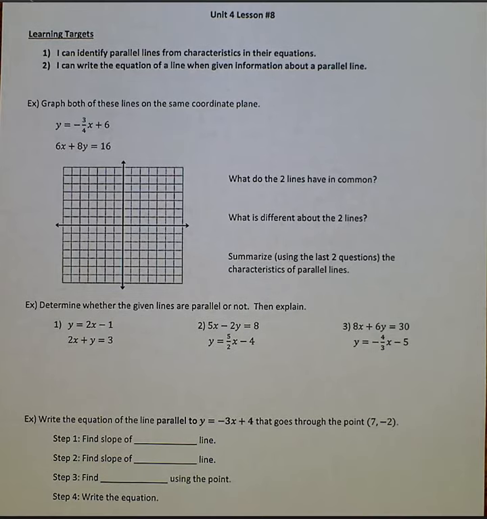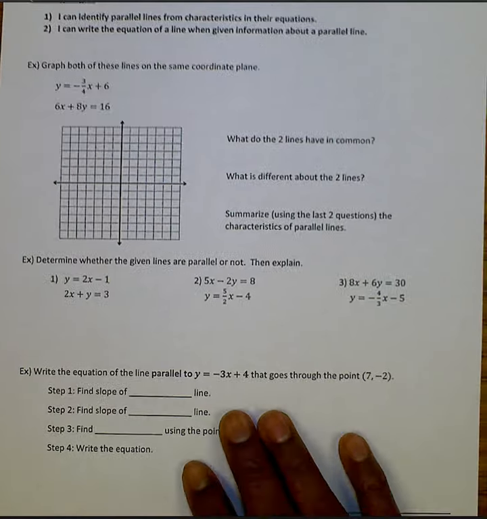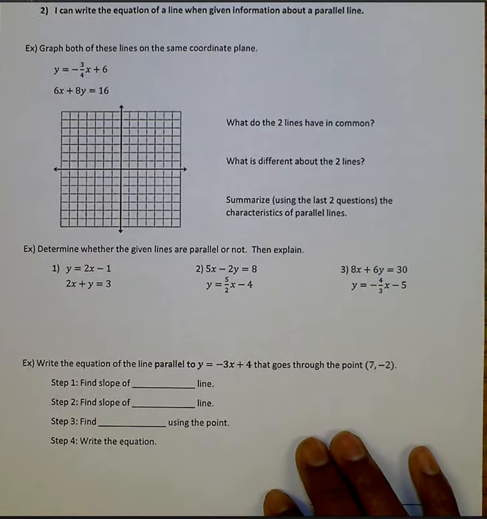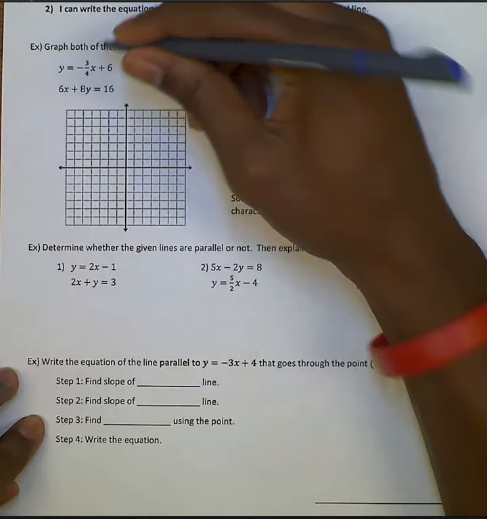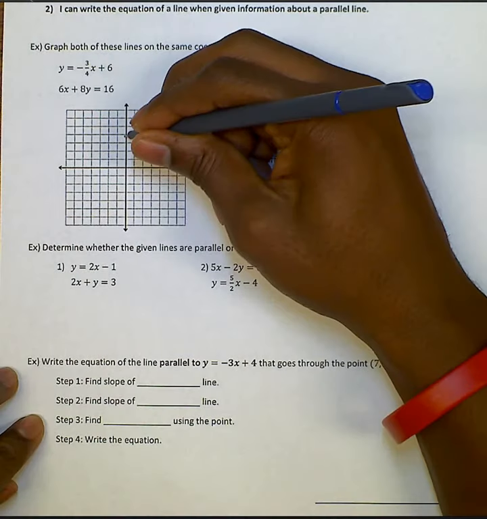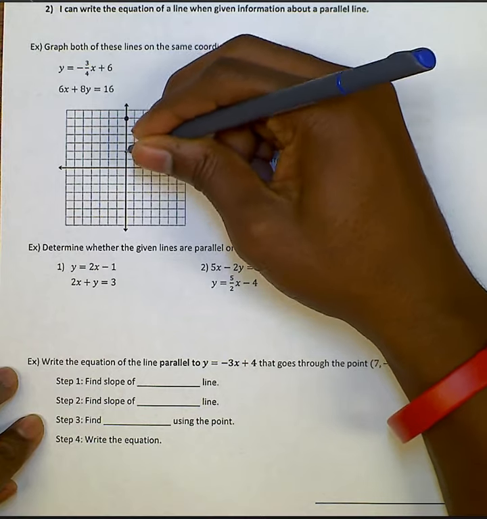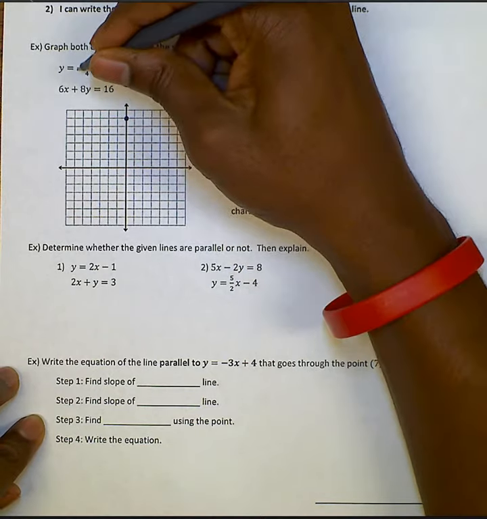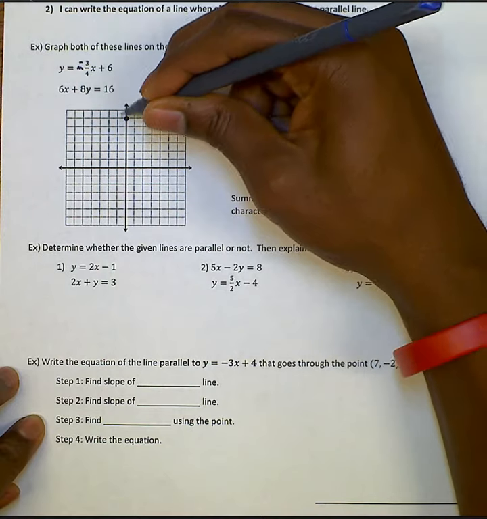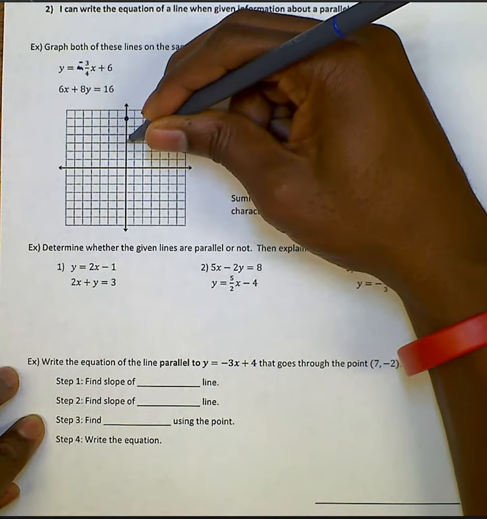Alright, so let's start with a little bit of a review, slightly, by graphing these two lines. Our first line's in slope-intercept form. We can graph that by starting at the y-intercept, which is 6. 1, 2, 3, 4, 5, 6. And then our slope is negative 3/4, so I'm going to go down 3, 1, 2, 3, over to the right 4, 1, 2, 3, 4.